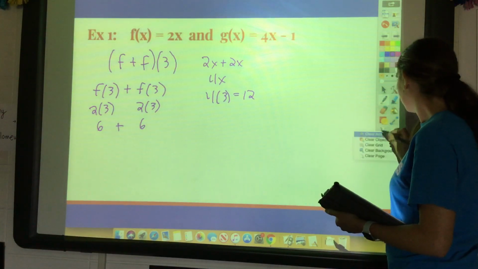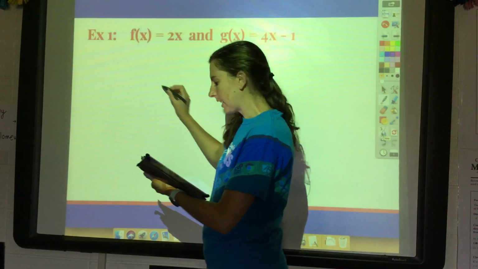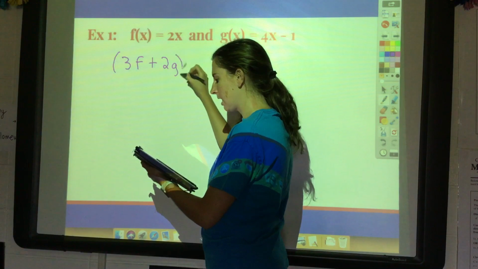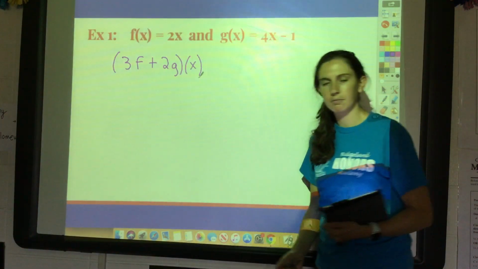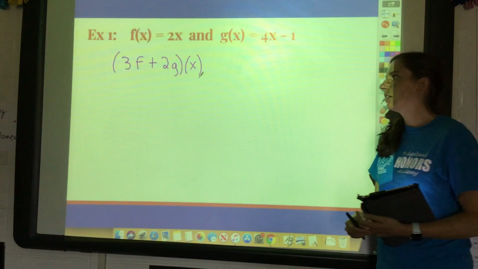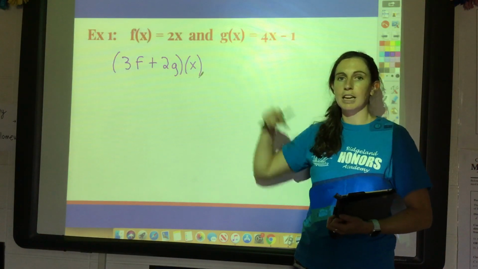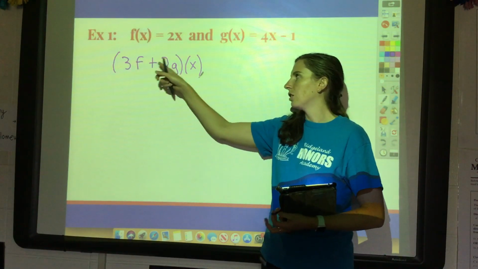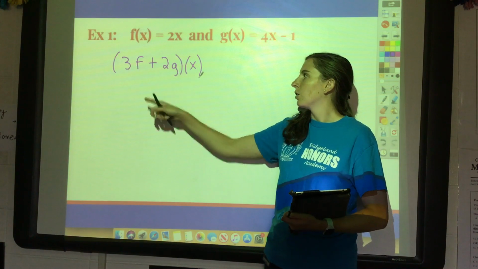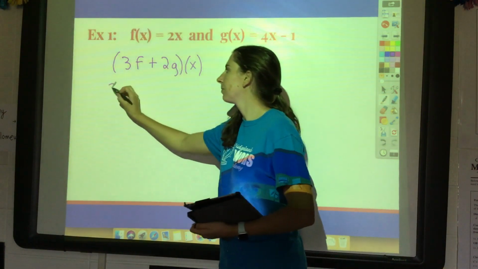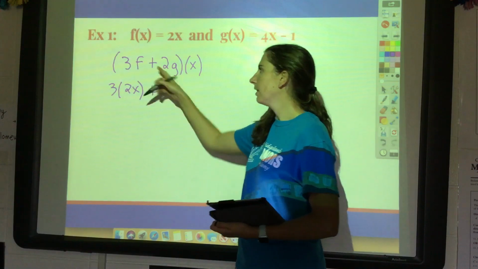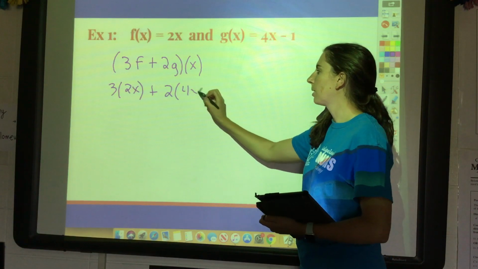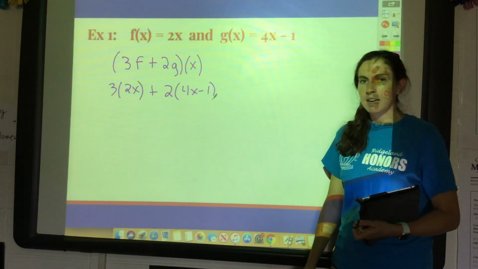Last one, let's make this about as complicated as it gets here. Let's do 3f plus 2g of x. This says my input is x, so I'm not going to have to change the inputs at all. But I'm going to do 3 times the function f and add it to 2 times the function g. So I need 3 times this plus 2 times g. So that was 4x minus 1. All right, that's it.